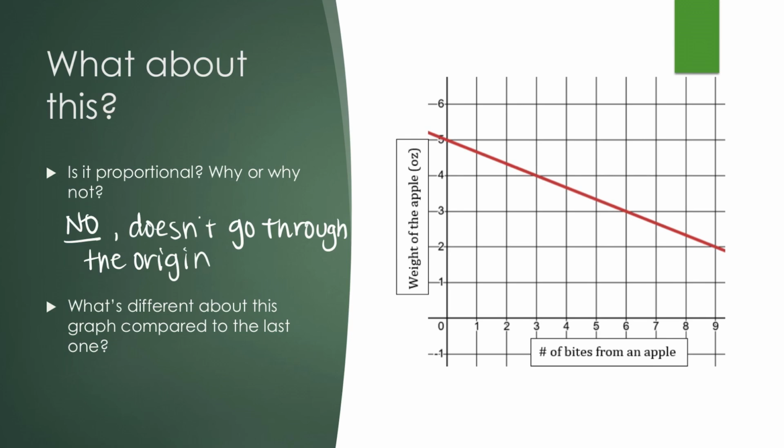So what's different about this graph compared to the last one? First it's headed downwards, I guess, but that actually has nothing to do with the proportion. It can be up or down. So that's not important. But it also doesn't go through the origin.